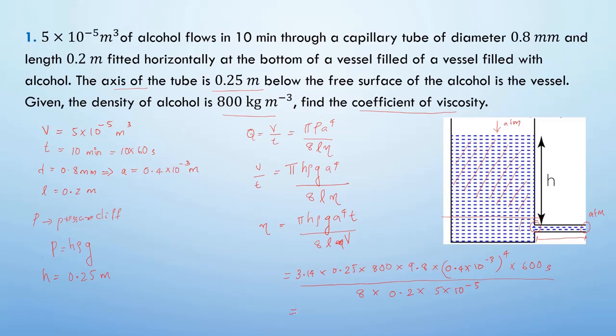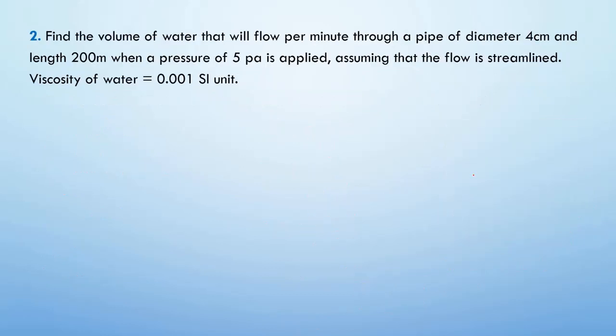When we solve for this, we will get an answer 0.00181 Newton second per meter square. So this is the coefficient of viscosity of alcohol. Let's move to the next question.